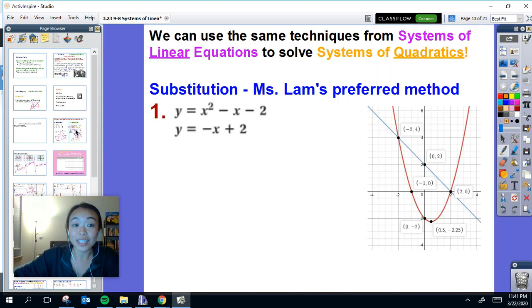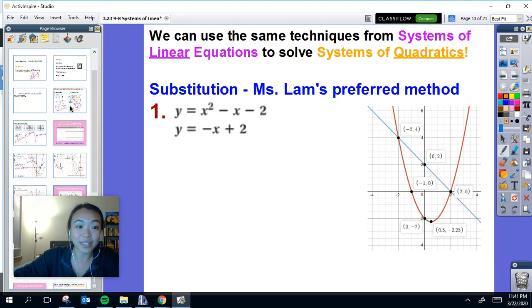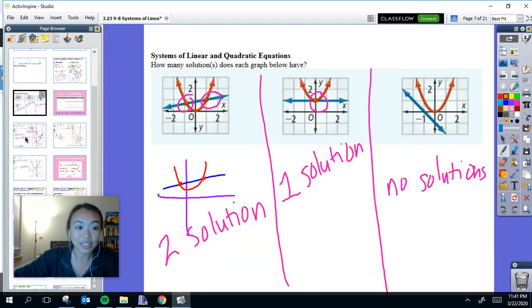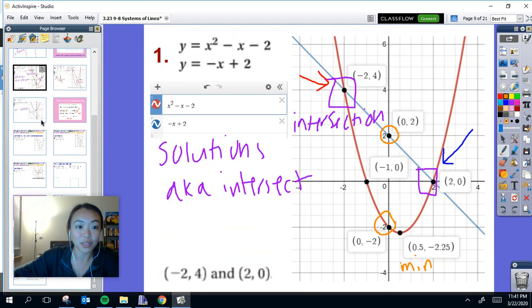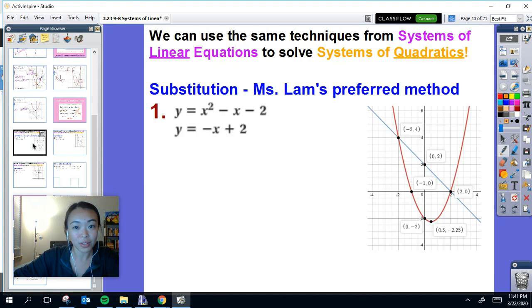All right, so we already did these problems. We already did all of them on Desmos. This number 1 matches the one that we're going to do again, but now we're going to use the method of substitution. So same problem, and we already know the answers. We already know the answer is going to be negative 2, 4, and we already know the answer is going to be 2, 0. We're just going to prove it using substitution now.